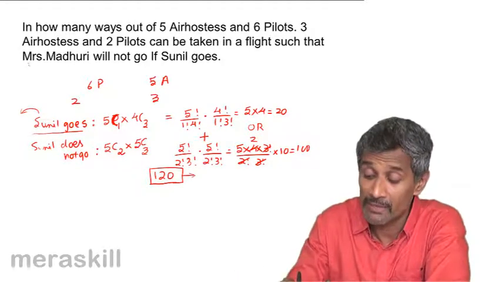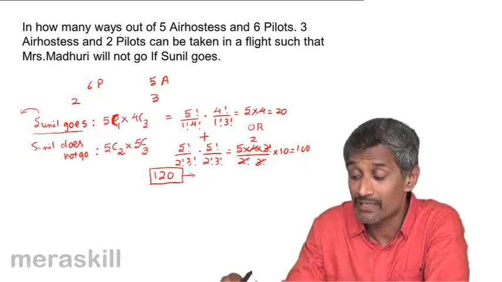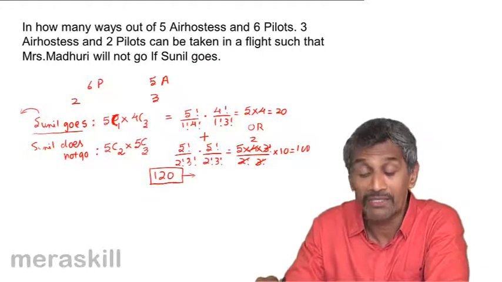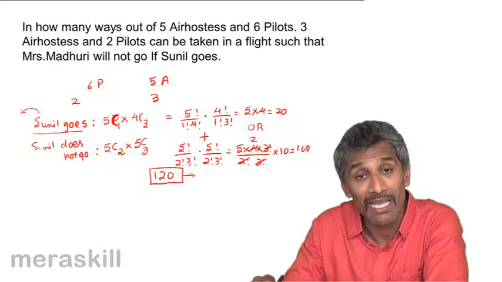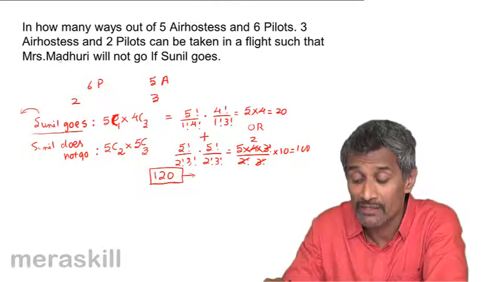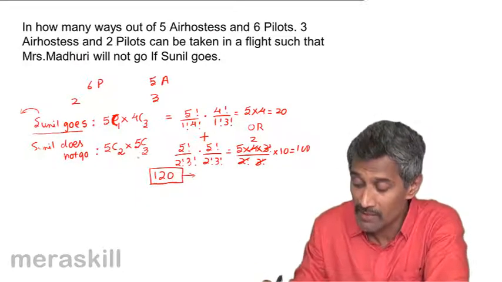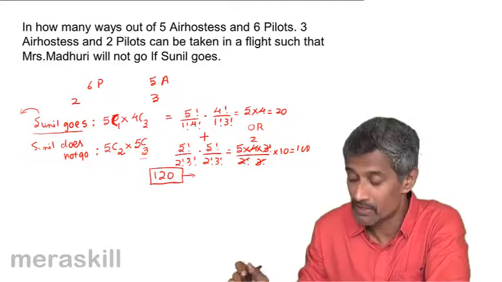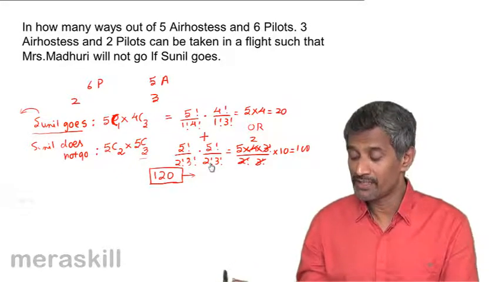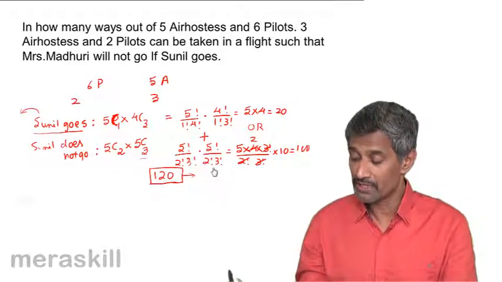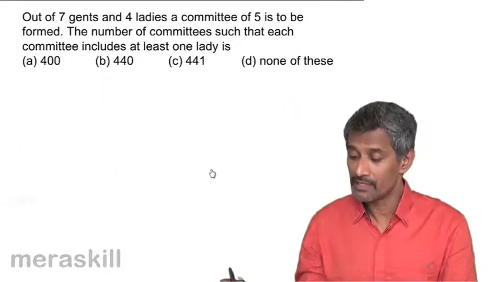Remember this: Madhuri will not go if Sunil goes, definitely, but if Sunil does not go, we cannot consider the case of exclude or include here for Madhuri, because Madhuri may or may not go. So you need to select the 3 out of 5 air hostesses. This is one place where you should take a little bit of care. So we have 120 ways in which the selection can be done.